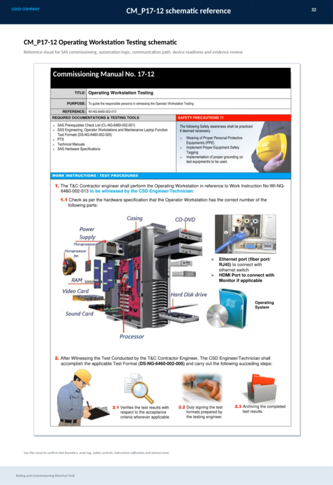and evidence review. Use this schematic to confirm critical aspects such as test boundaries, asset tagging, safety controls, instrument calibration, and witness levels, ensuring a thorough and compliant commissioning process. This is all detailed in Commissioning Manual number 17-12 for your reference.